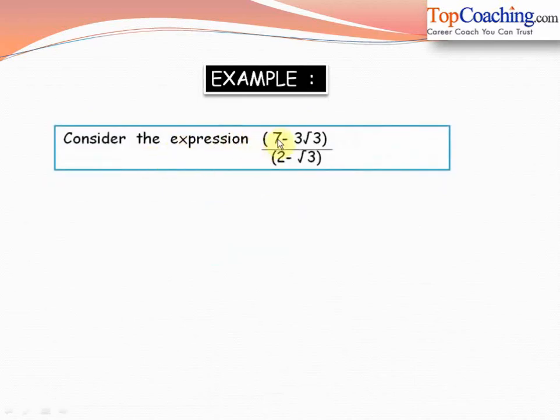Consider the expression (7 minus 3 root 3) divided by (2 minus root 3). Now this is an irrational number. We see that the denominator is 2 minus root 3, which is an irrational number, and this number contains the root sign. Therefore 3 has the root sign over here. Now let's see how we actually do the rationalization of this expression.